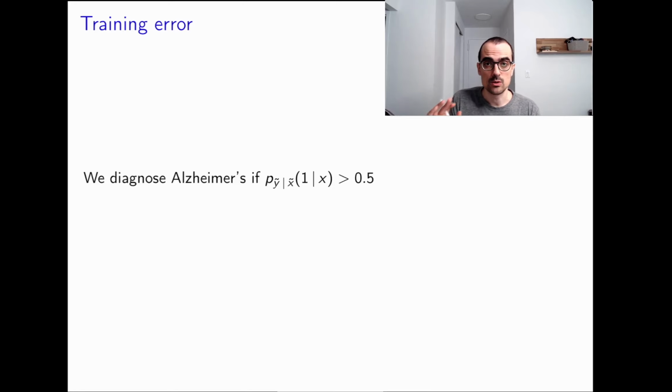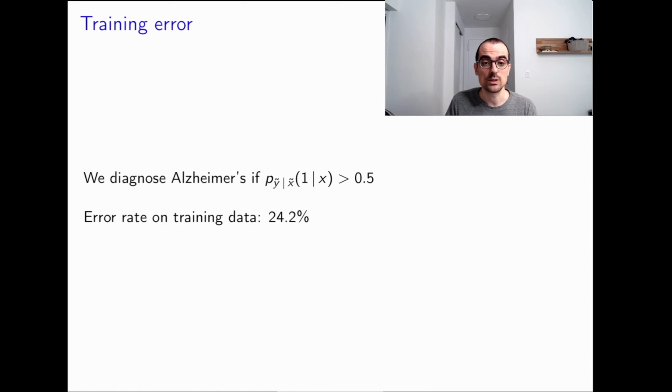So we're going to diagnose Alzheimer's if this probability is larger than 0.5. You could modify this threshold depending on whether you care more or less about true positives, false positives, and so on. We're not going to get into that, but that's actually an important issue if you're looking at classification. But it's a little bit beyond the scope of this video. Suffice it to say that you might want to choose this threshold depending on how much you care about being wrong in one way or the other. Okay, but for now, we're going to just diagnose Alzheimer's if the probability is larger than 0.5.